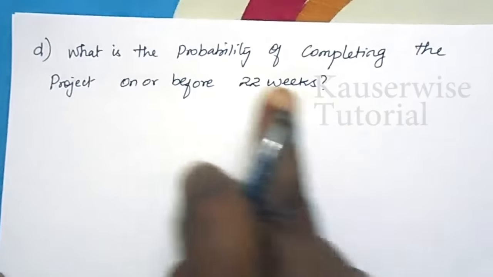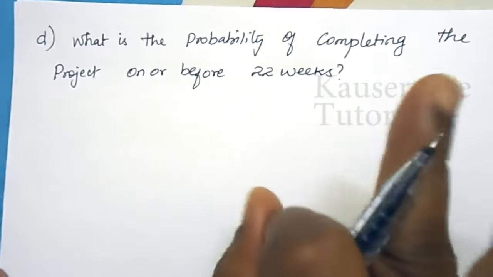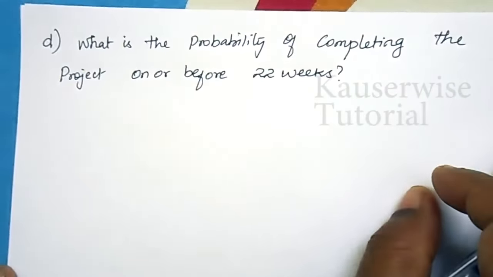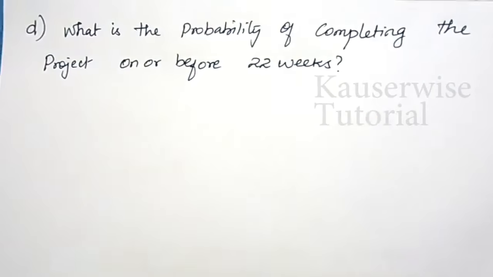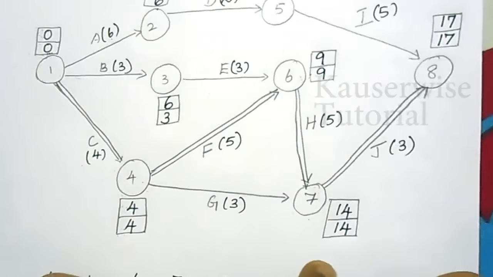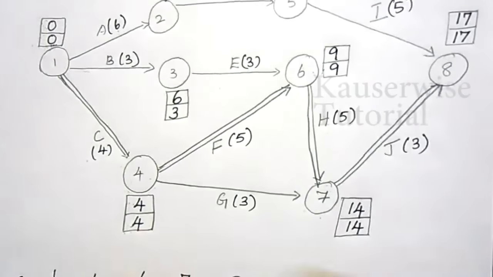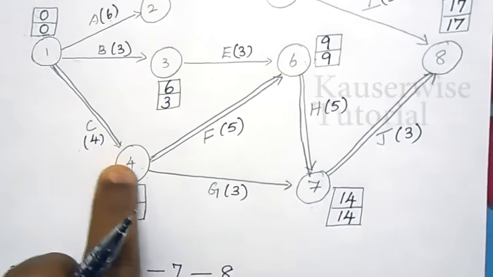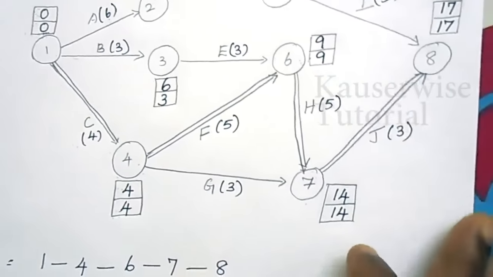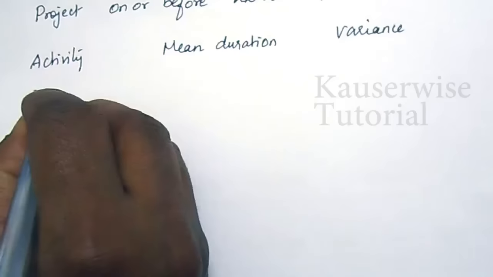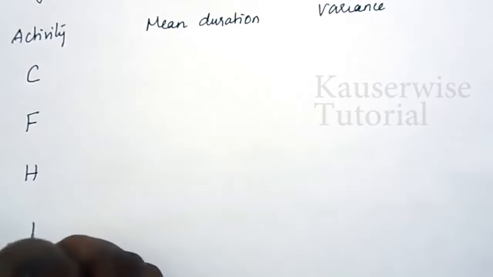In order to find out the probability of completing the project on or before 22 weeks, we need to have three pieces of information. First one is activities on the critical path and the mean duration, and the last one is variance for the critical path. Look at the project network. First, we need to note down the activities on the critical path. So, first activity is C, second one F, and third one H, and the last one J. So these are the activities on the critical path: C, F, H and J.